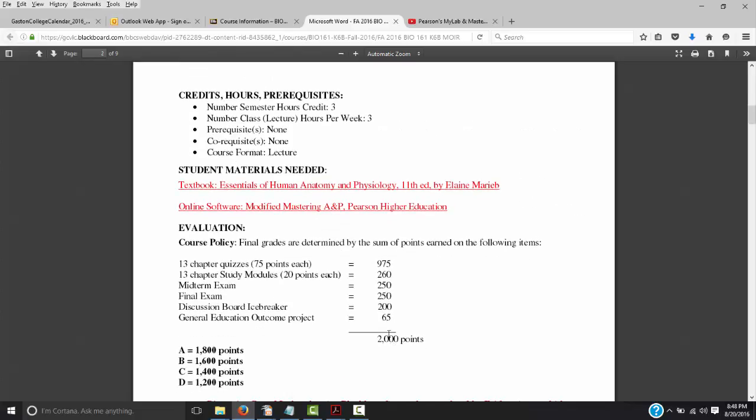See some information about the course itself. It's a 3-credit-hour course. And because it is online, there's no lab component to our class. See the textbook that you need, Essentials of Human Anatomy and Physiology, the 11th edition by Elaine Marieb. And this part here, the online software, this is something that you absolutely must have. Every assignment except one in the entire semester is based from this software. And it's modified Mastering A&P. It's issued by Pearson Higher Education. We'll talk more about this software here in a few minutes.